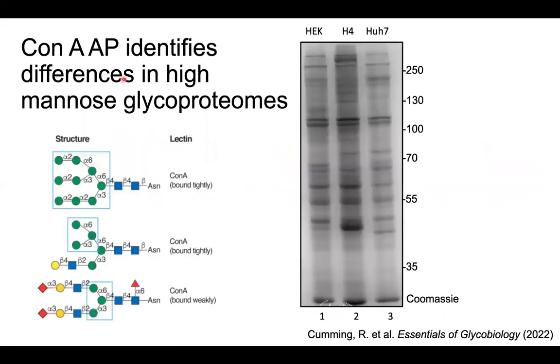The first thing we did is a ConA affinity purification. ConA is a lectin which binds to high mannose glycans. And we looked at HEK, H4, and U7 cells, and we see slight differential banding between cell lines, suggesting that there are differences in the high mannose glycoproteomes of these cells.